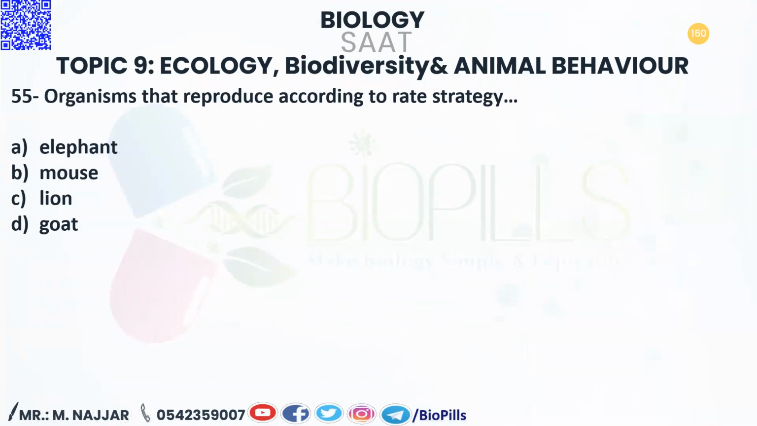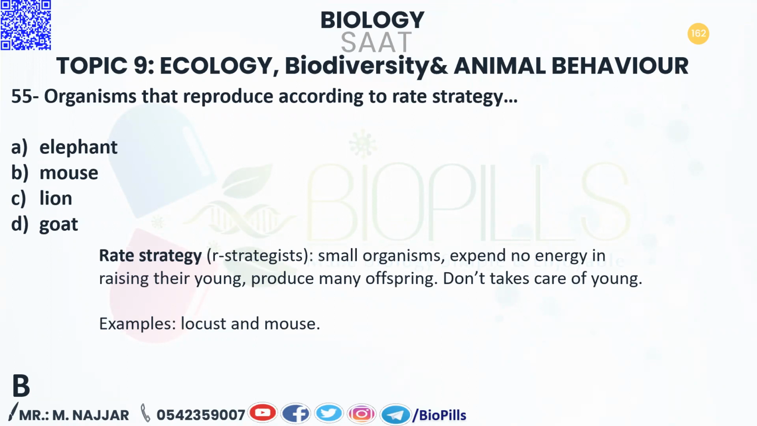Question number 55. Organisms that reproduce according to r-rate strategy: A, elephant; B, mouse; C, lion; D, goat. They actually do not take care of their young, so it is B, mouse. They are small organisms that spend no energy in raising their young. They produce many offspring, such as very small invertebrates, locusts, and very small vertebrates, such as mice.